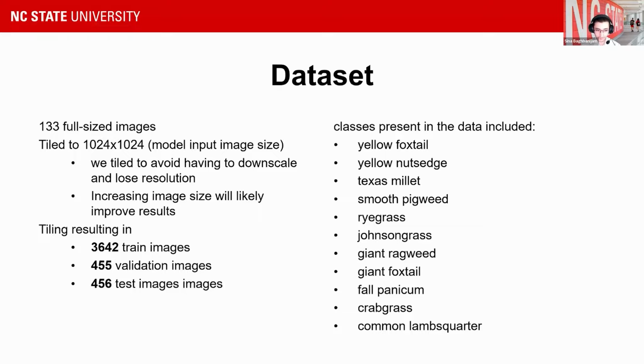After the tiling, these 133 images turn into 3,642 train images, 455 validation, and 456 test images. The classes present are as follows. You can read them if you want. So I think there are 11, to the best of my knowledge.